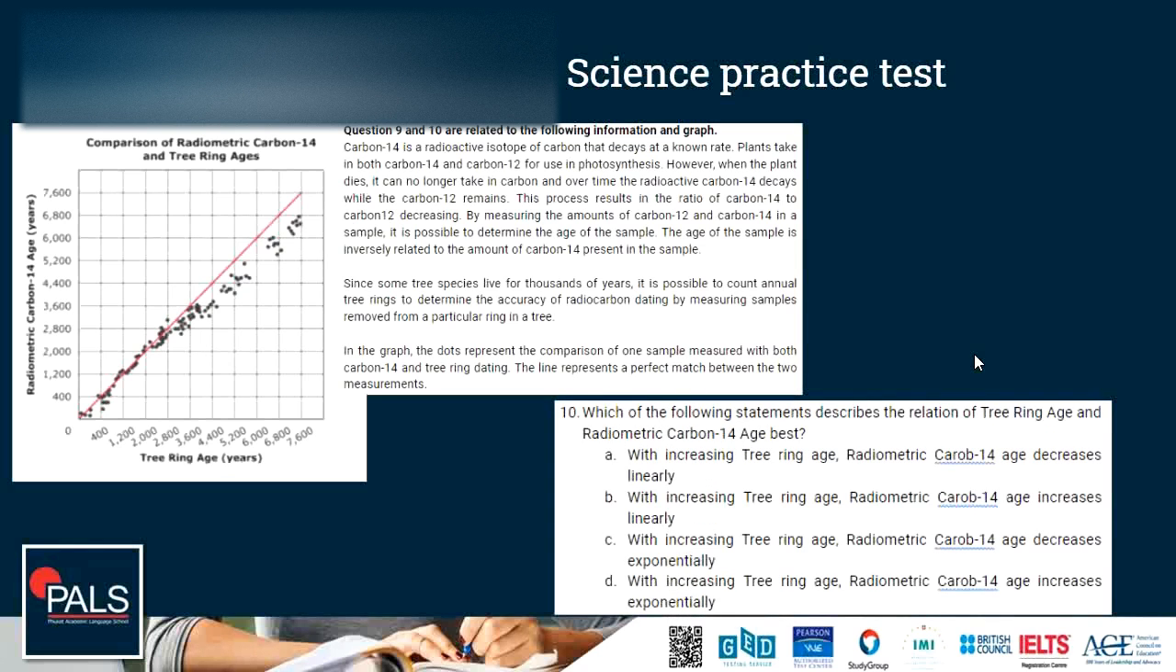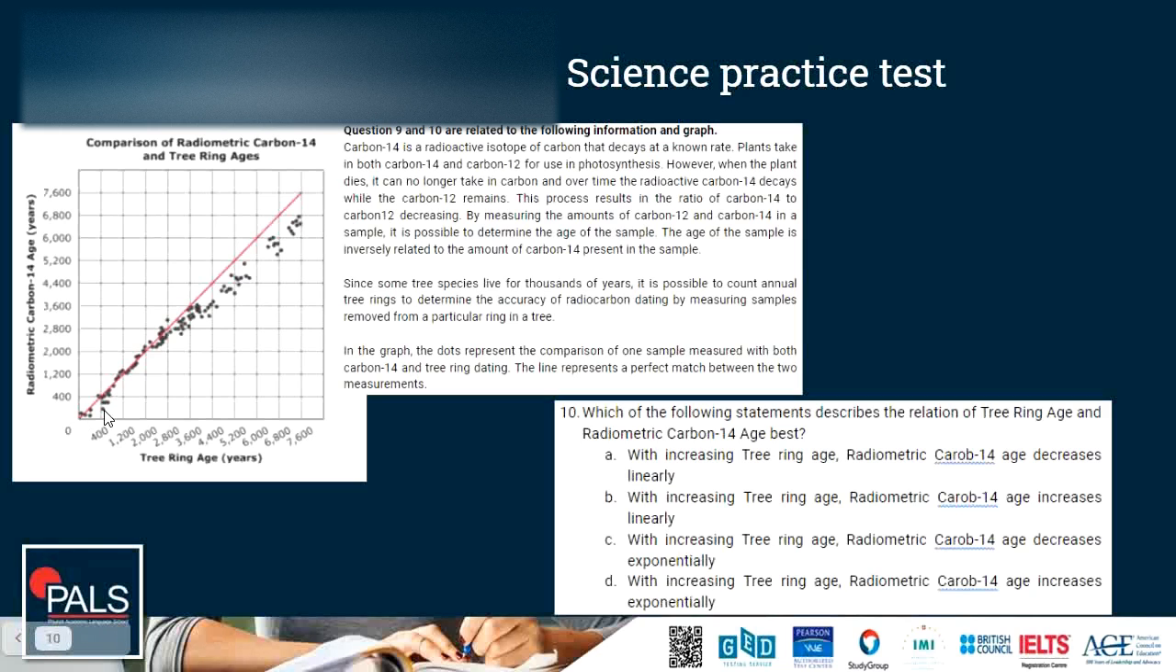Question 10. Which of the following statements describes the relation of tree ring age and radiometric carbon-14 age best? With increasing tree ring age, radiometric carbon-14 age decreases linearly. With increasing tree ring age, radiometric carbon-14 age increases linearly. And the same, but decreases exponentially, increases exponentially.